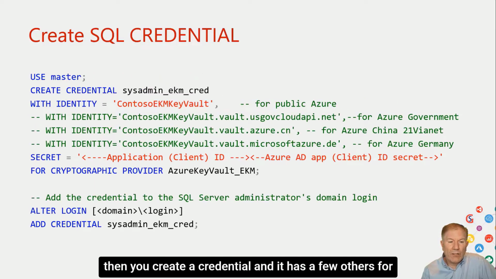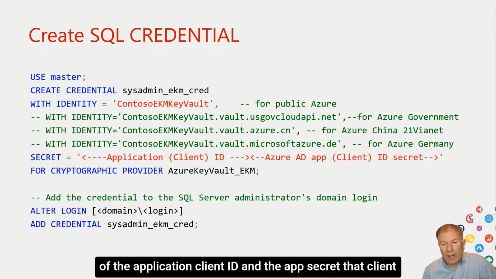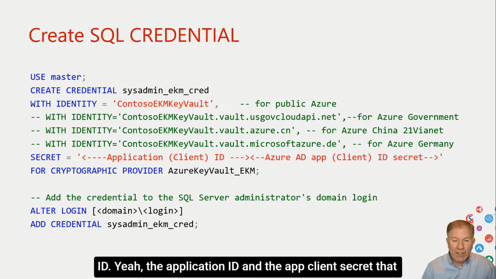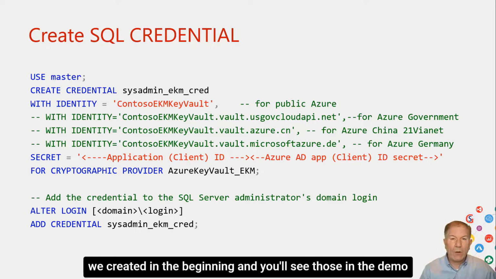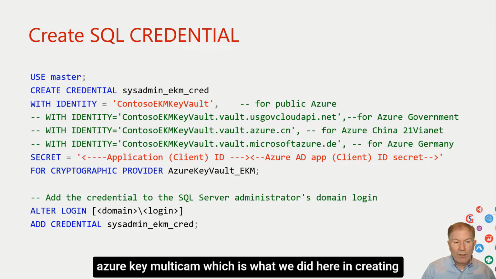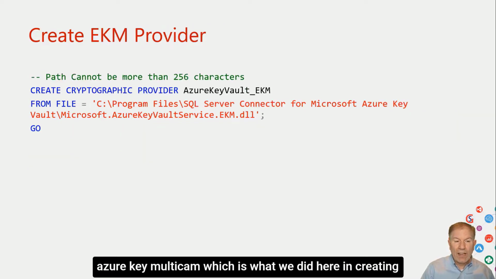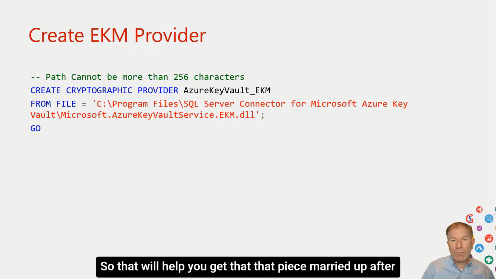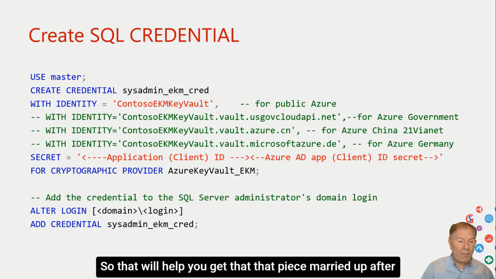Then you create a credential, and it has a few other options for you, but we create a credential in SQL to pass the secret of the application: the application ID and the app client secret that we created in the beginning, and you'll see those in the demo. And then you're going to use the cryptographic provider of Azure Key Vault EKM, which is what we did here in creating the provider. So that will help you get that piece married up.